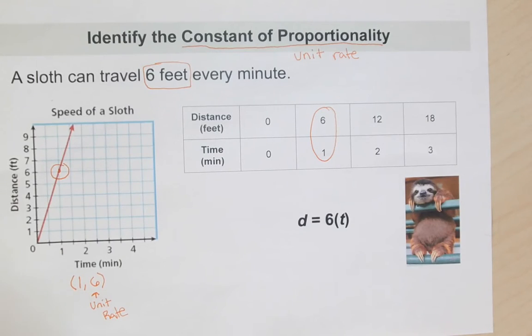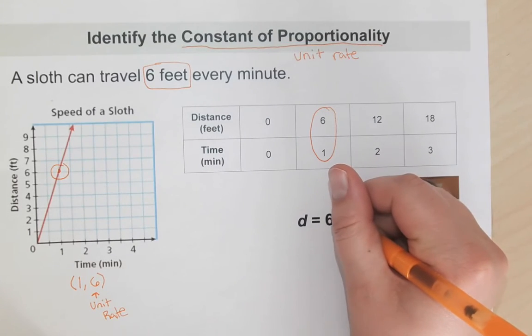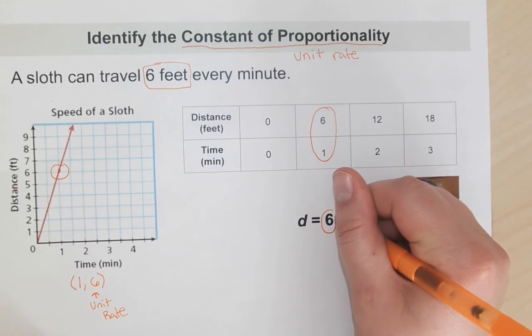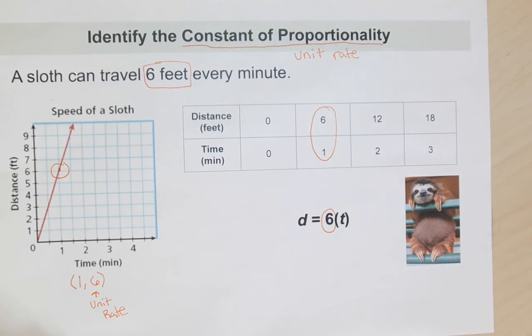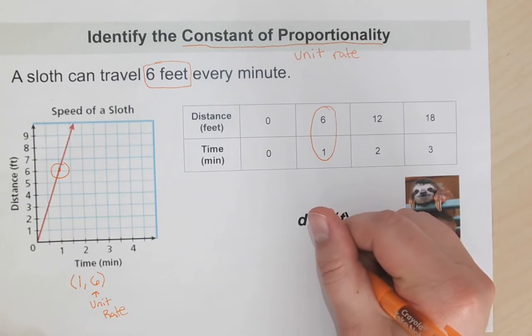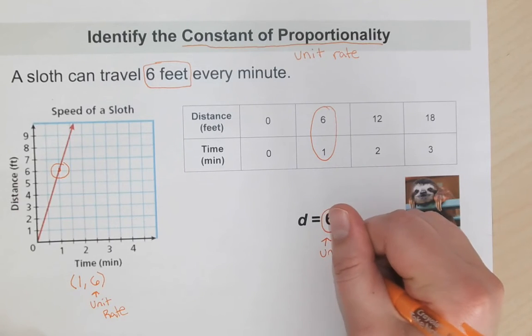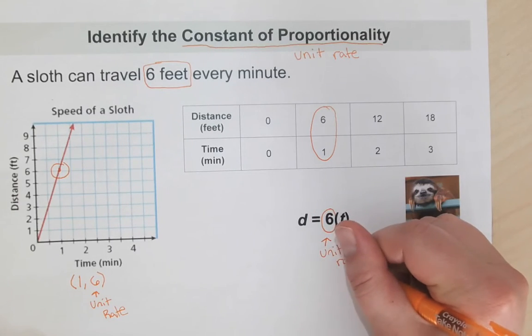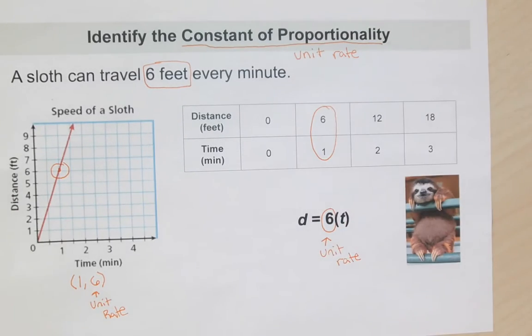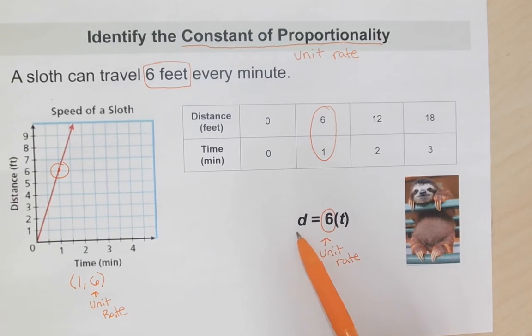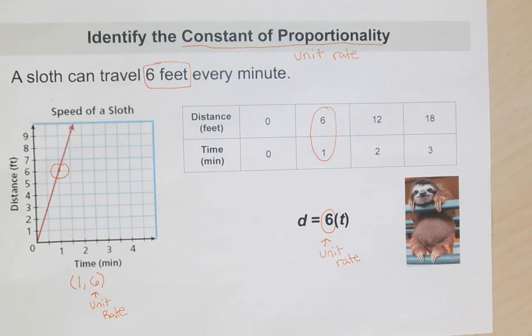The last place we identify it is in the equation. Well, in this equation, we only have one number, and that number would be 6, which is our unit rate. And you will always see the unit rate in our proportional relationships in the equation. That's the number that we can always scale up or scale down by to figure out one of the variables. So that's our first example here.